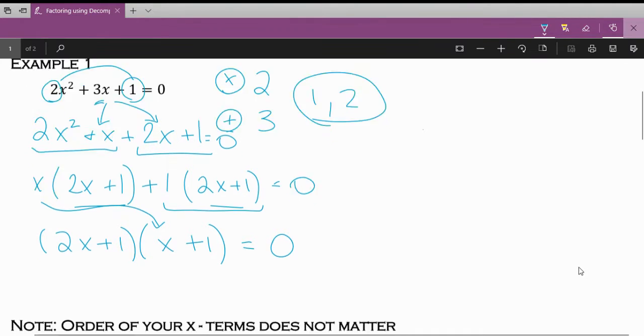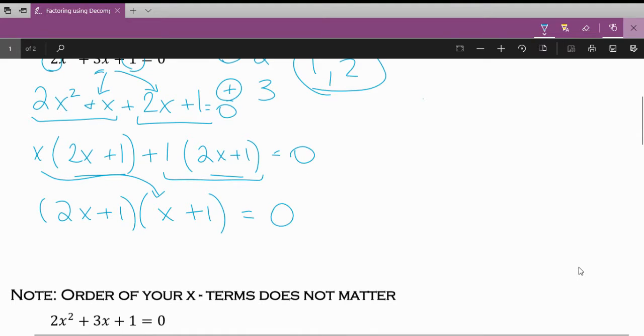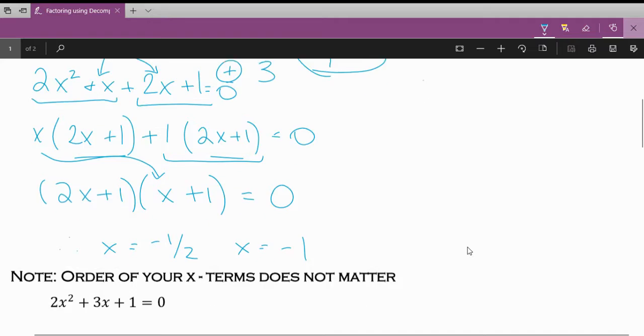Now, if you were asked to solve this, you would say that therefore x is going to be equal to negative 1/2, or x is going to be equal to negative 1. But we'll look at solving for the zeros or finding the zeros in another video.